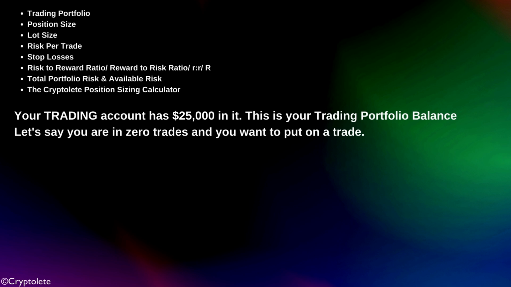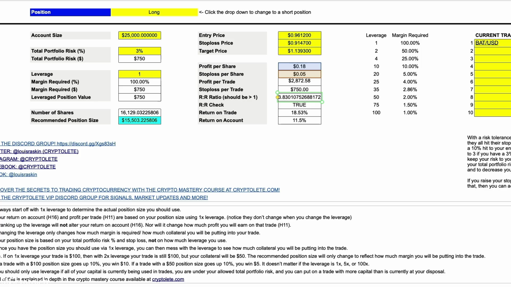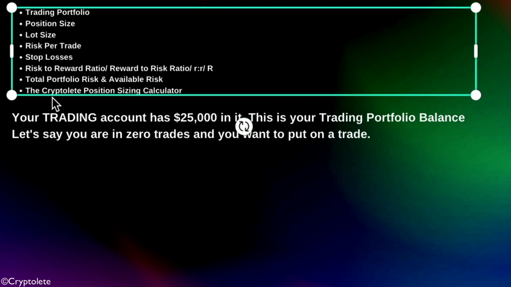And so, yeah, we have our trading portfolio. We have calculated our position size. We calculated the lot size, although that doesn't really matter. And we also calculated our risk per trade. We determined that we want to risk 3% for this trade. We have our stop loss set. We had the risk to reward ratio. It was about 3.8. Actually, we know what it was right here. It was 3.83. That was the risk to reward ratio. It was over 1, so that was good. And we used the Crypto Elite position sizing calculator.